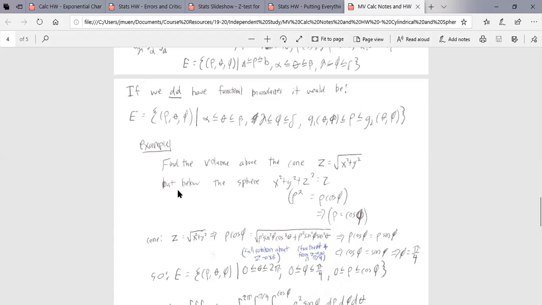So let's take a look at an example. This is going to be something where rho will be between functions, but theta and phi will be between constants. Rho will actually have a more formal function. So let's find the volume above the cone z equals the square root of x squared plus y squared, but below the sphere x squared plus y squared plus z squared equals z.